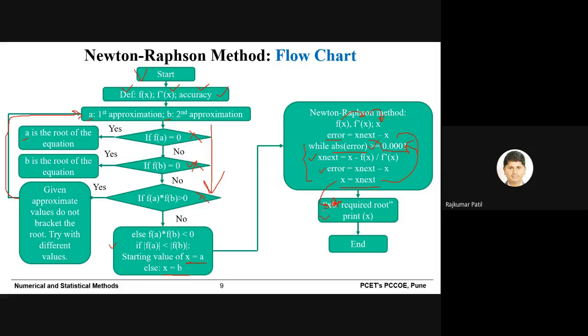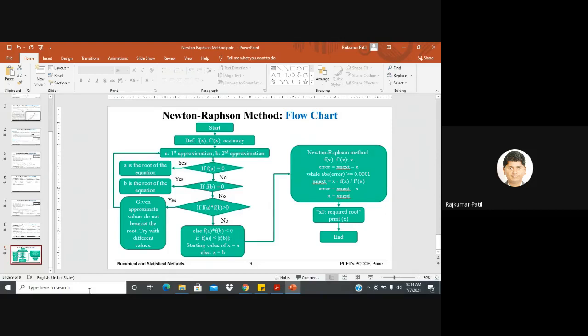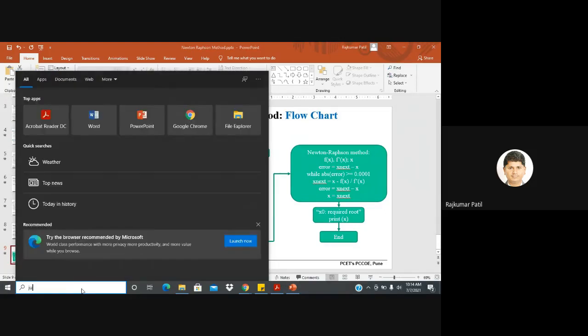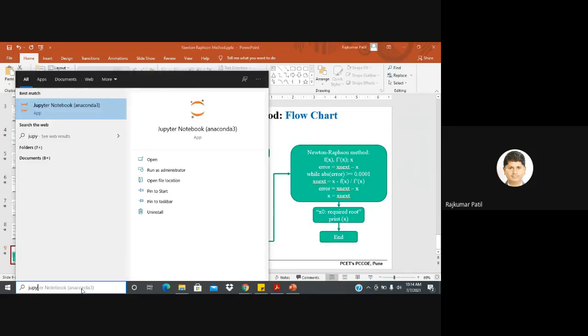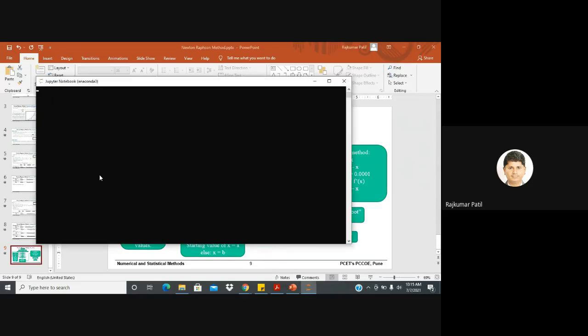So now we have the flowchart for us. Now we will open the Python app, that is, I'm using Jupyter Notebook. I have already installed the Anaconda version on my system, and I will be using Jupyter for writing the code.